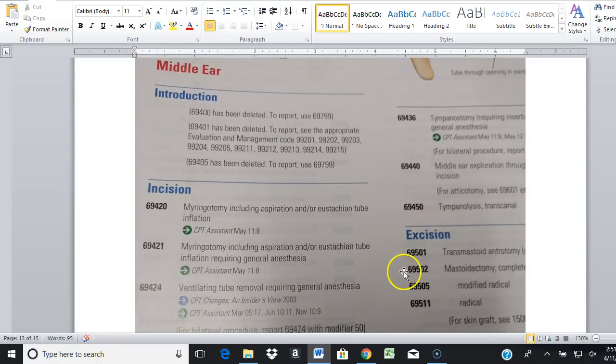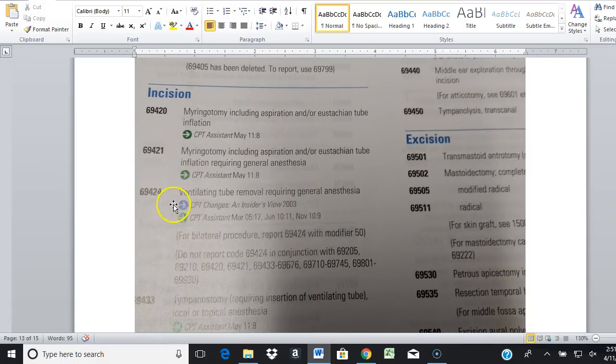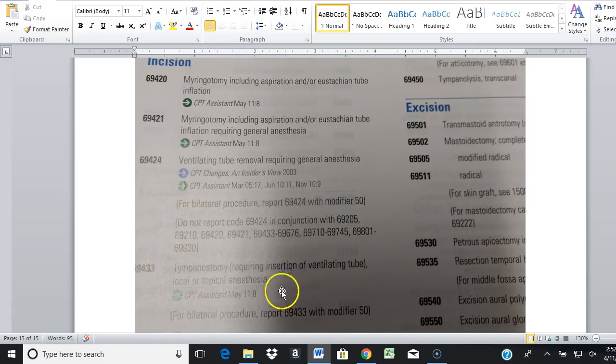As we get to the middle ear, again, there are no introductions anymore. However, we do have incisions, and this is where knowing your medical terminology is very helpful. Because we have myringotomies and tympanostomies, and guess what? It's the same body part. Remember, the eardrum uses myringo and tympano. So a myringotomy, or making an incision into the eardrum, versus a tympanostomy, where we're doing something like inserting a ventilating tube. So again, be careful.